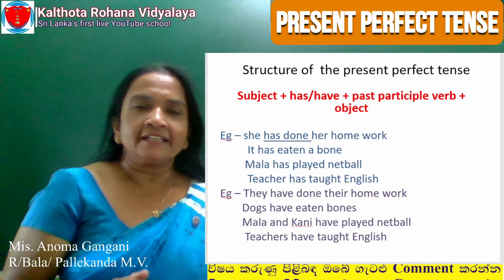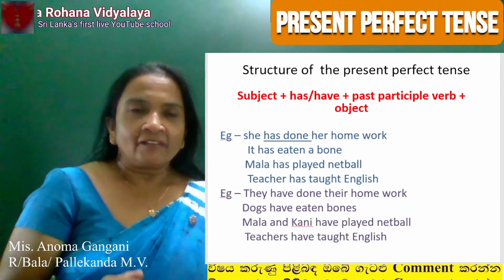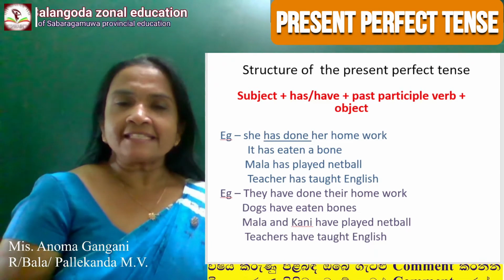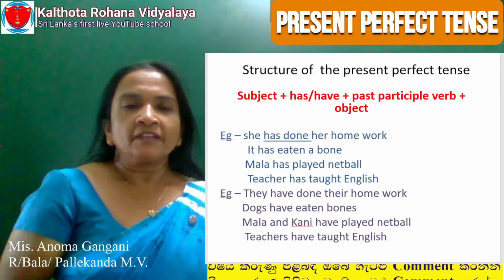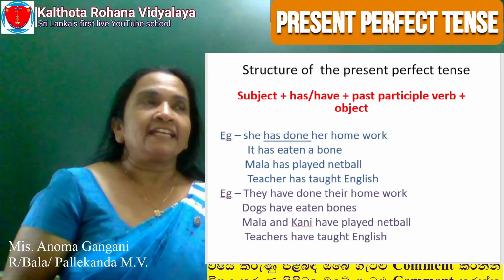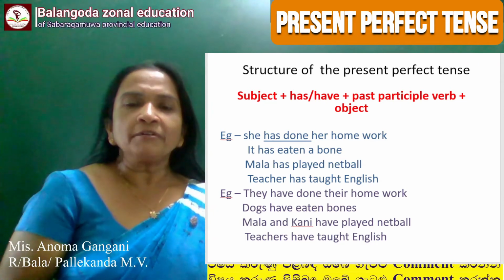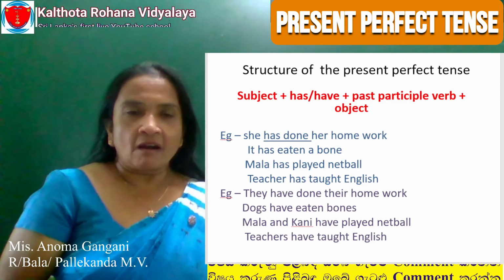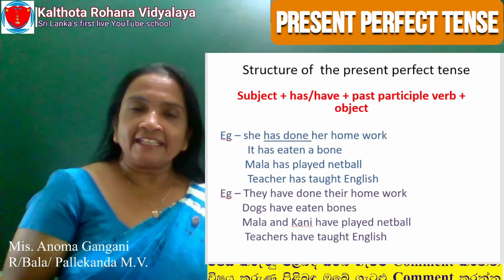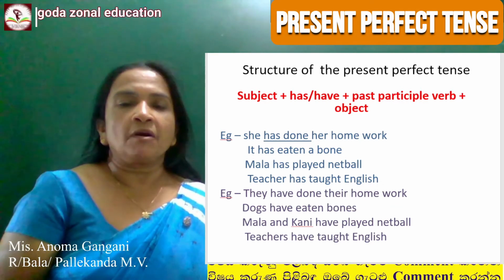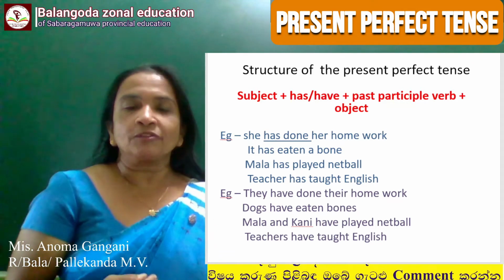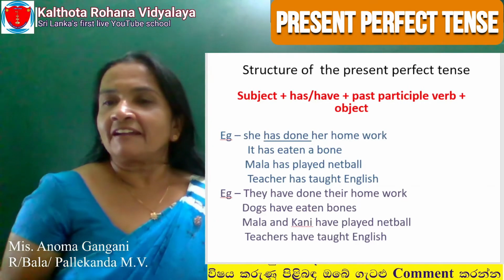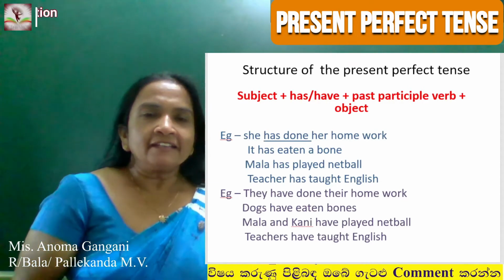She has done her homework. Right? It has eaten a bun. Mala has played netball. Teacher has taught English. Then they have done their homework. Dogs have eaten buns. Mala and Kani have played netball. Teachers have taught English. Did you follow that, my dear children? Did you understand that one? Yes, okay, very good. Then jump to the next one.